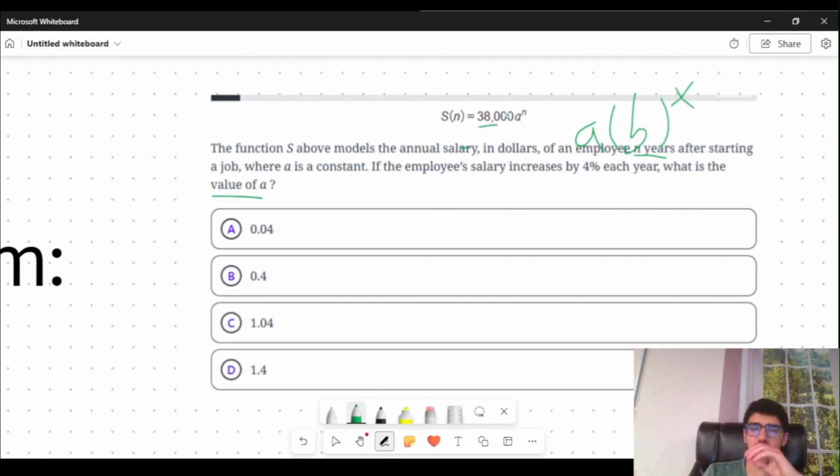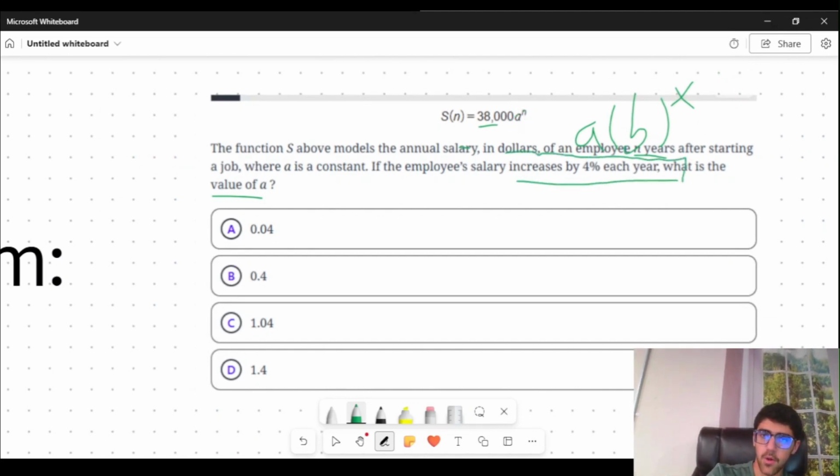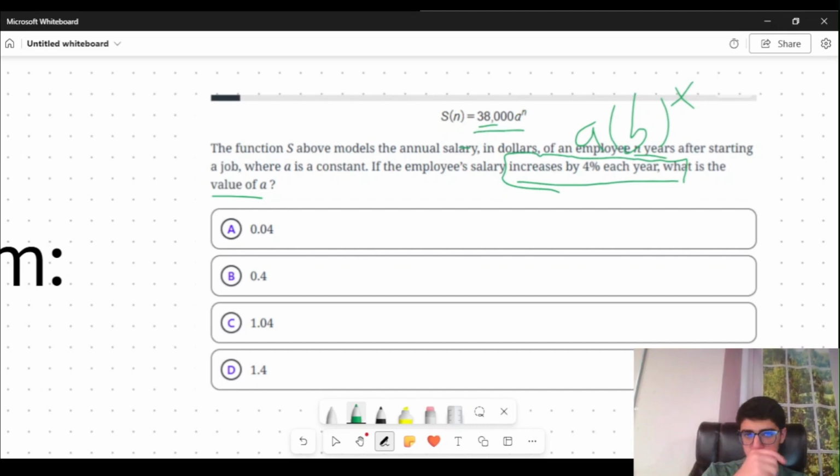So b is the rate, or the number. So in our example, a is going to be the rate. So if the employee's salary increases by 4% each year, the only thing that's missing from this is a, the rate, which is what they're asking for.